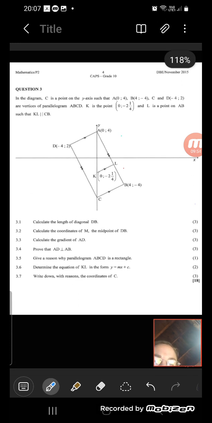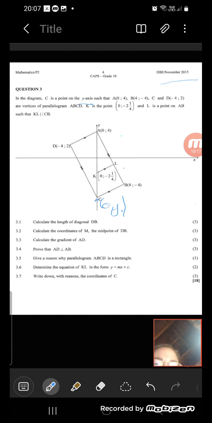Okay, so this is November 2015. In the diagram, C is a point on the y-axis. Cool. So that's kind of an intercept. So you know that C is going to be x is 0, and we still have to find this y value. Okay, 0 and y.